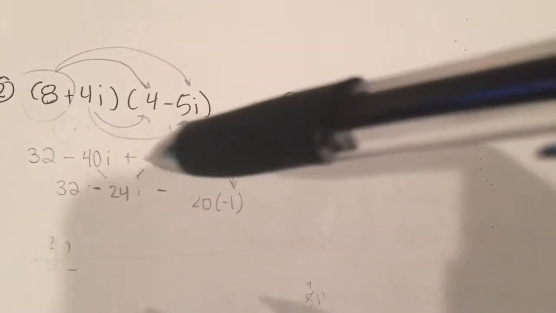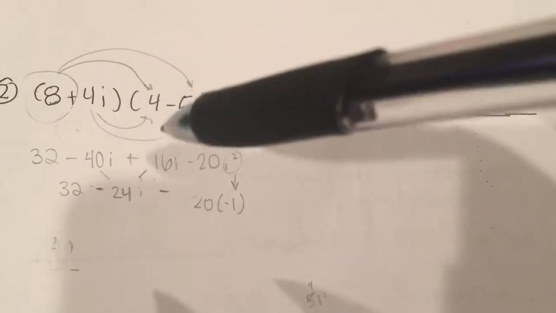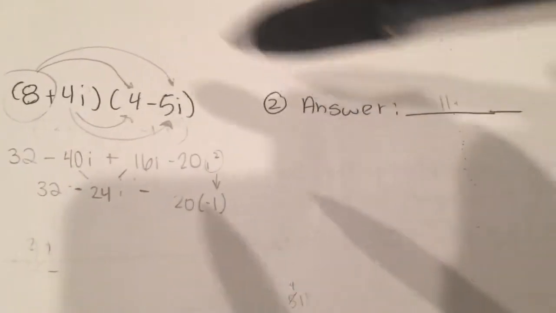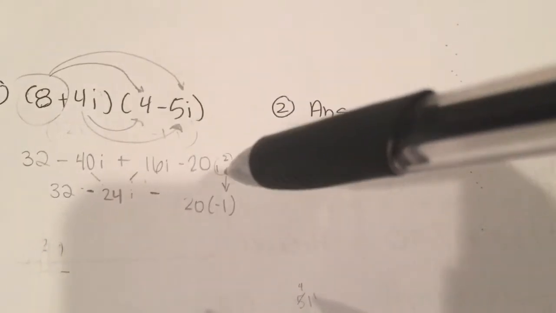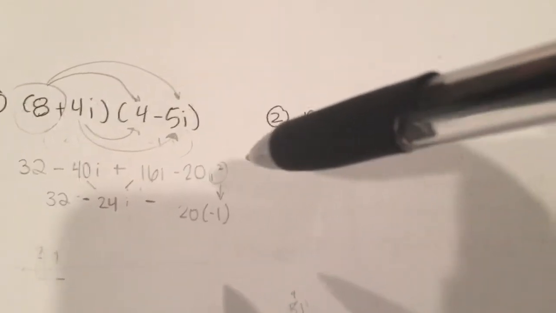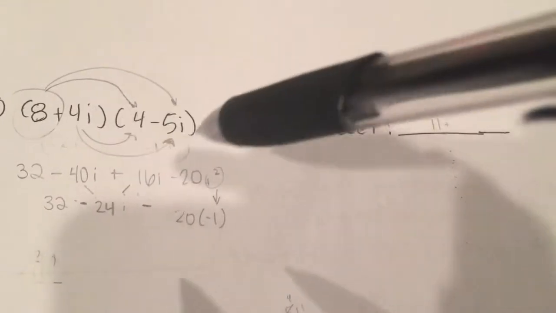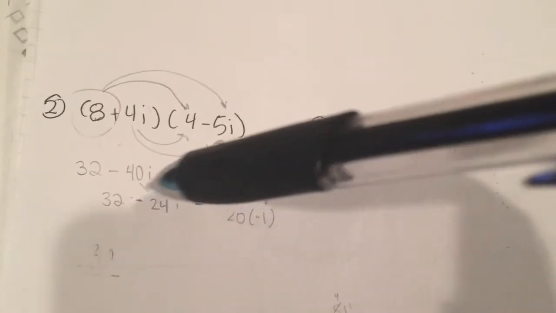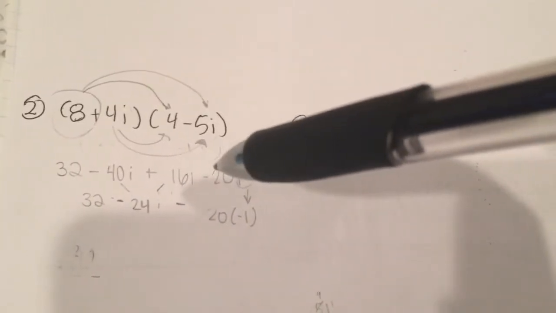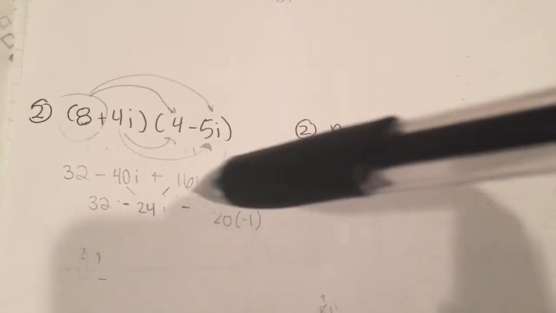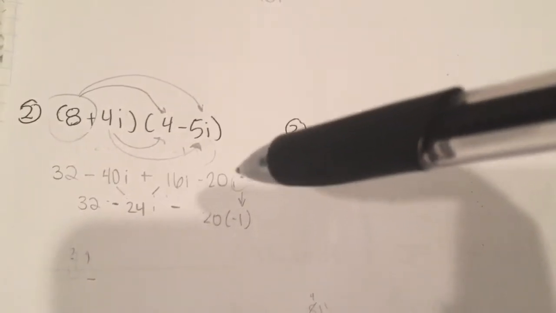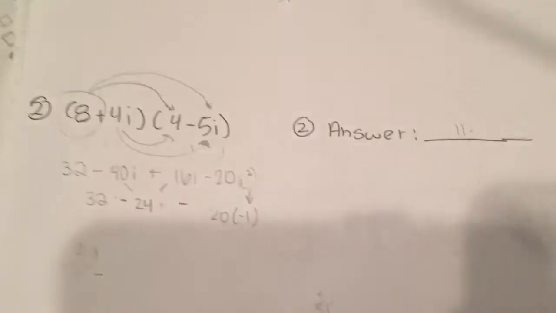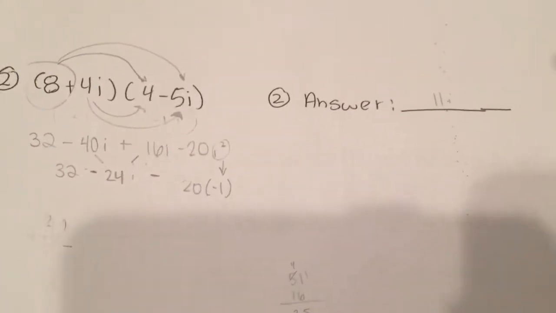So then you add this, and you get 4 times 4, which is equal to 16i, and then you multiply this number and this number, and you get 20. Not just i, but you get 20i squared, because there's 2 i's. So from there you do 32 minus 24, because negative 40i plus 16i is equal to negative 24i. And then you minus that, and you get 20i, because this right here is always going to just be negative 1. So remember that. And the answer you get is 11.